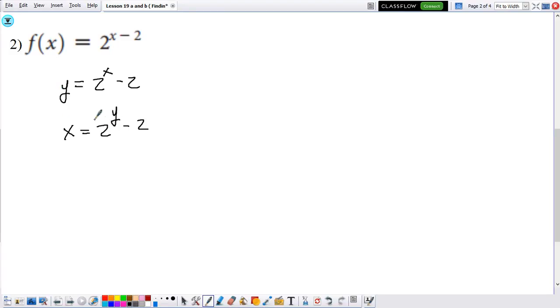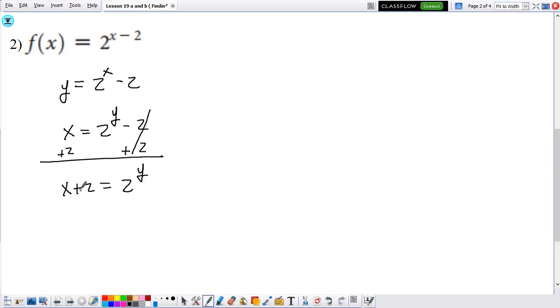And now lastly, our last step is to just solve for y. So let's see, we have 2 to the y here. I need to get rid of this negative 2. I apply the inverse, which is addition. And now we have x plus 2 equals 2 to the y.